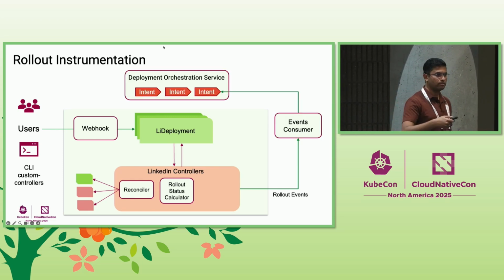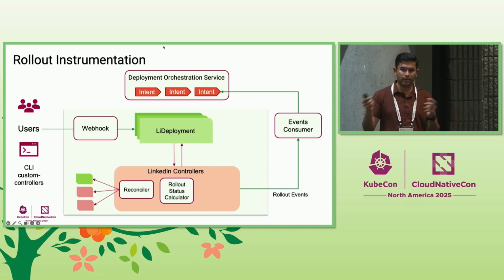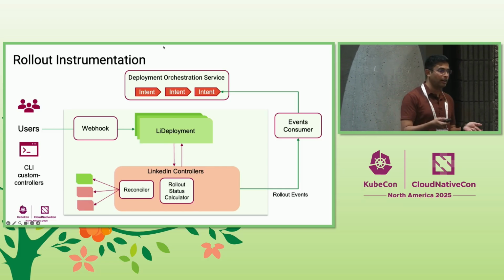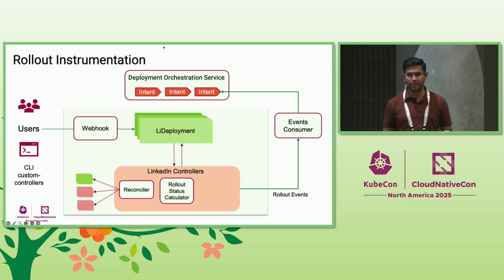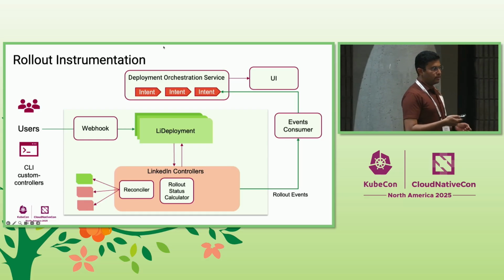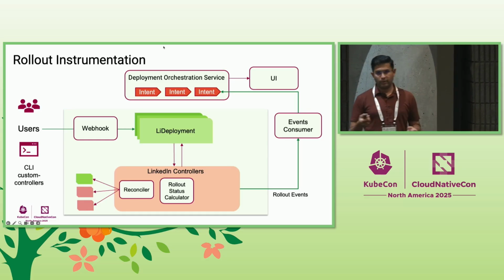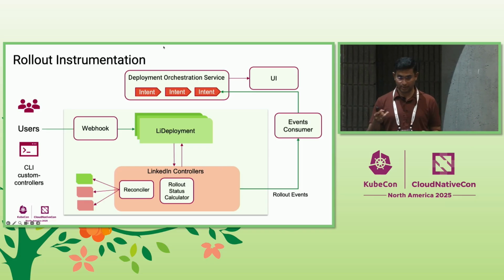So these events are captured by an external entity called the events consumer, which is going to convert that into the top level entity we discussed called the intent. That is an offering from the deployment orchestration service. And that ultimately is what powers the UI, where users can see, in a clear, intuitive way, all the rollouts, including their status and history.